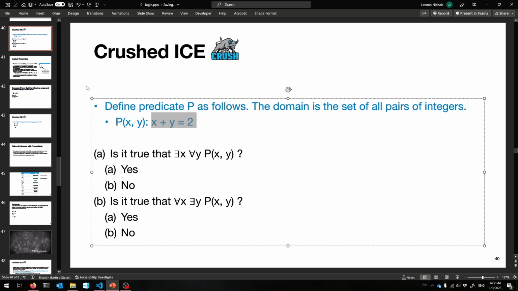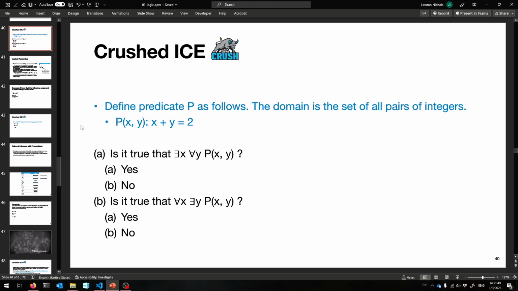All right, so P of x and y, define that to be x plus y is equal to 2. Sorry. So here are your two problems. Please try them, and then I'll come back and do them with you. Let me first just give you some examples of P.